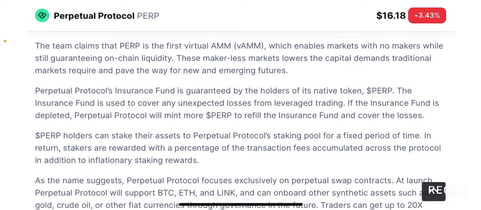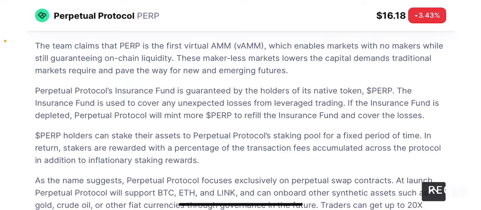The team claims that PERP is the first virtual AMM which enables markets with no makers while still guaranteeing on-chain liquidity. These marketless markets lower the capital demands traditional markets require and pave the way for new and emerging futures.